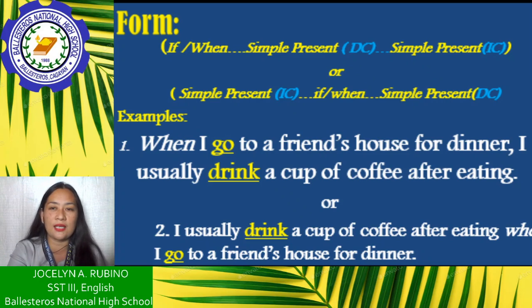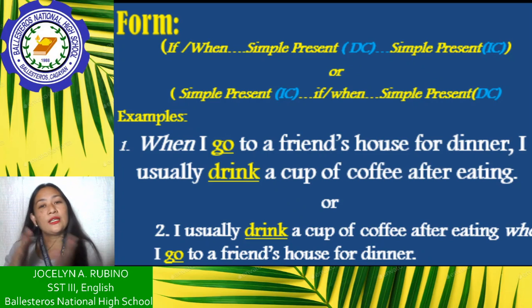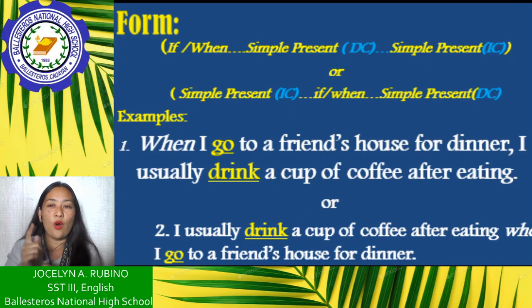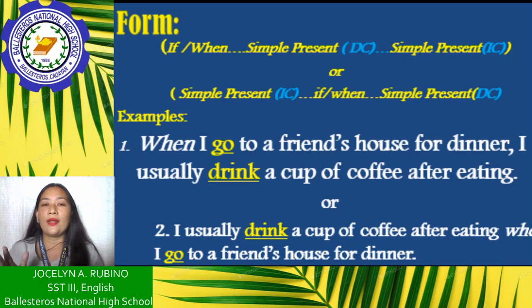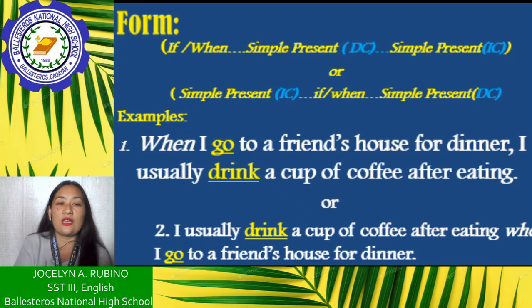The pattern is if or when plus the simple present of the verb in the dependent clause. And for the independent clause, we have the simple present tense of the verb. Or we can interchange it. We write first the independent clause and then the if or the when, and then the simple present for the dependent clause. Just like the given examples.